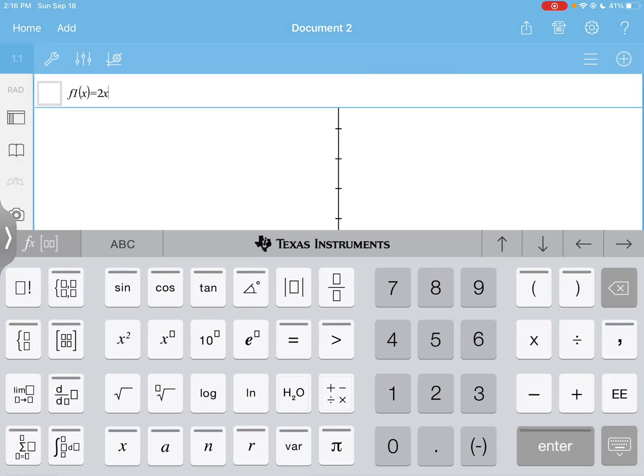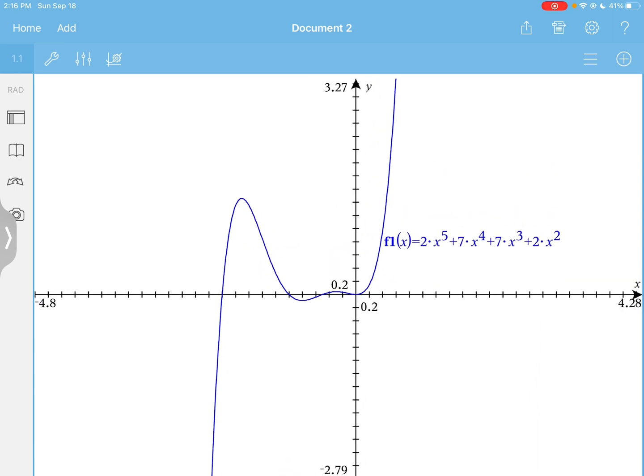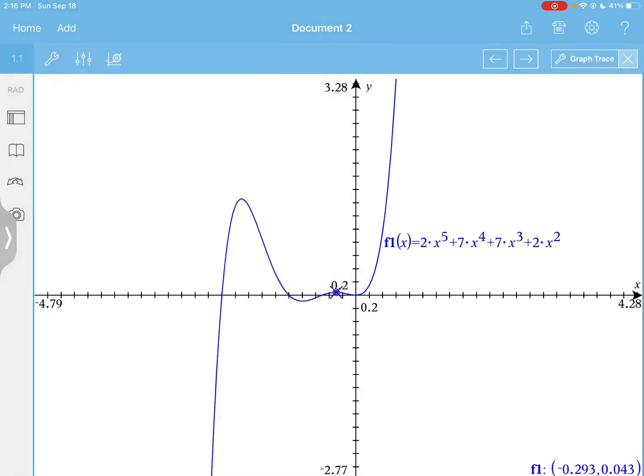We have 2x to the 5th plus 7x to the 4th plus 7x to the 3rd plus 2x squared. Enter. We have 1, 2, 3, 4, 5 zeros possibly. Okay, so let's see. Well, we're just going to hit menu 5-1 and let it do all the work for us.